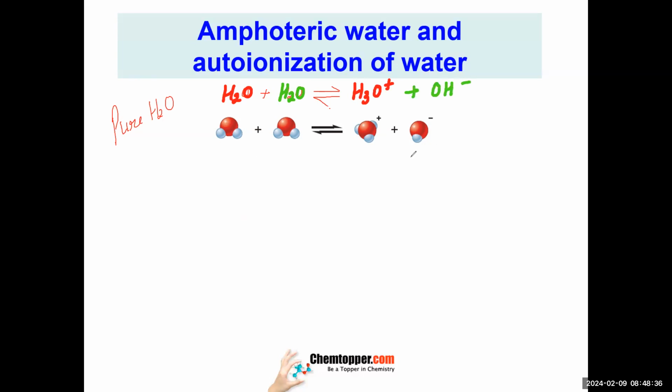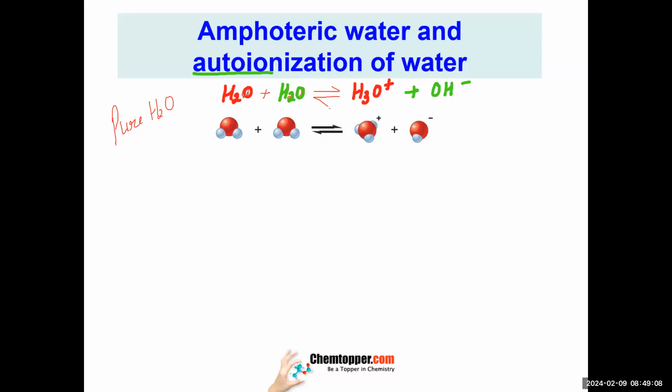You can see this equation here. This is water. This is water. This is H3O plus. This is OH minus. You can see the red is oxygen, the whites are hydrogen, right? Okay. So what is this called? This is called autoionization of water. Auto means the water molecules are ionizing each other. One is behaving like an acid, the other one is behaving like a base.